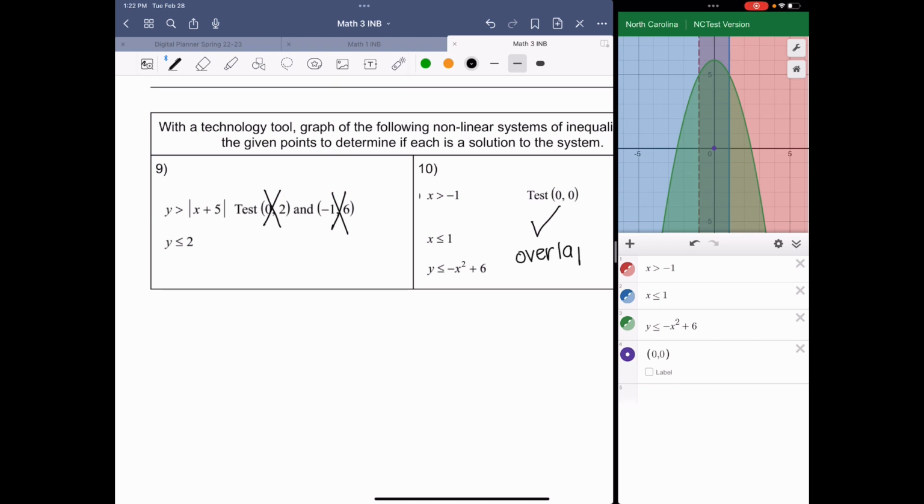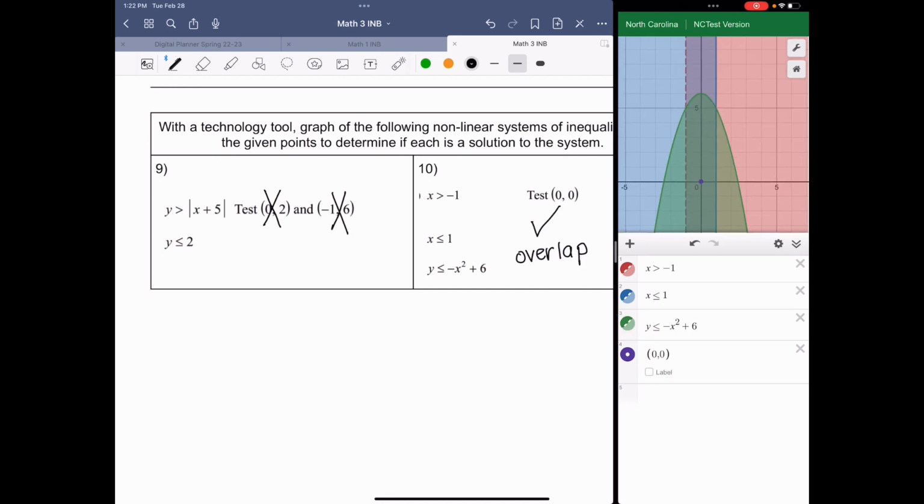Okay, so anything in that overlap, but it couldn't include a point there because that's on a dashed line. That one, this point could be included because they're both solid. Okay, so it's just all about if I have a dashed line versus a solid line. So dashed lines are not included, solid lines are.